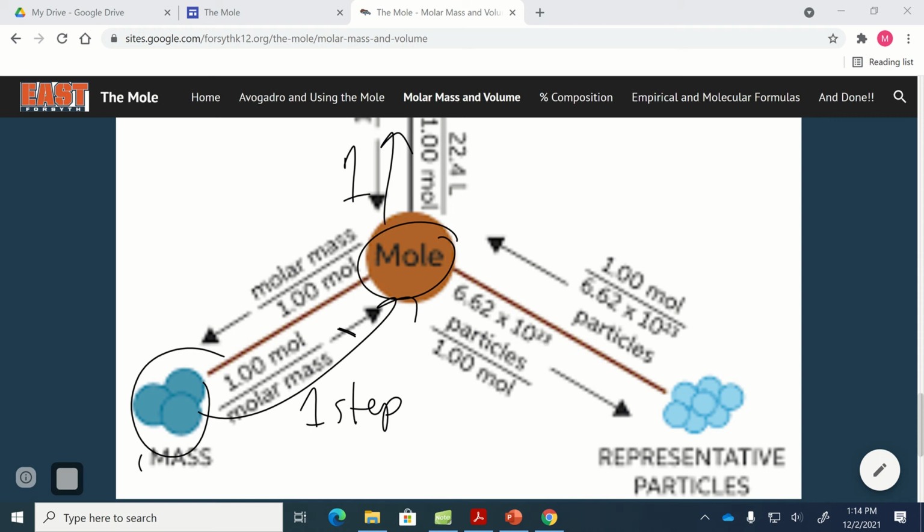All right? Use this chart to help you go, okay, what am I in? What do I need to use? What do I need to change into? Okay? And so I know it's a little blurry. We use molar mass to change from mass to moles. We use molar volume, 22.4, to change between moles and volume. And then I use Avogadro's number to change between moles and particles.